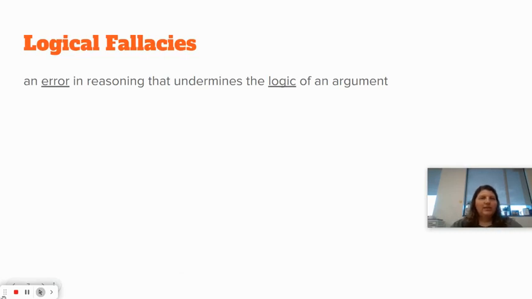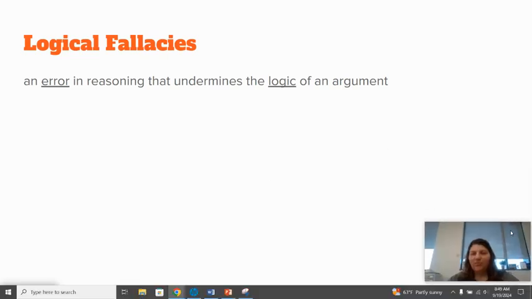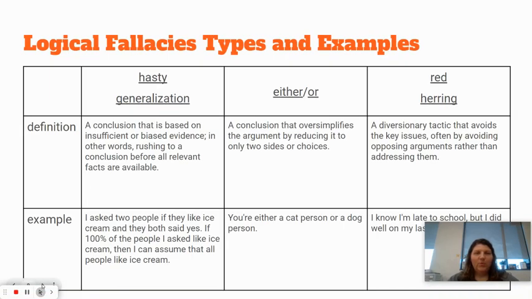The last part of our lesson today is going to be about logical fallacies. So fallacy sounds like the word false or faulty, and a logical fallacy is an error in reasoning that undermines the logic of an argument. So that's some kind of problem in the argument that creates this faulty reasoning. And we've got three different types of logical fallacies that we're going to talk about. The first is hasty generalization. Hasty means done quickly or without thought, and generalizing is putting a bunch of people or things into a certain box or labeling them a certain way without enough evidence to support that generalization.